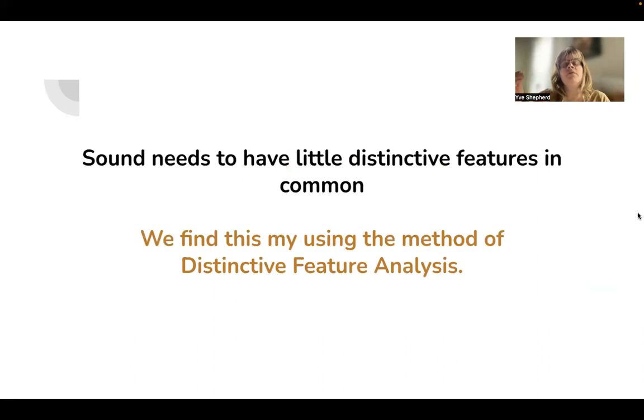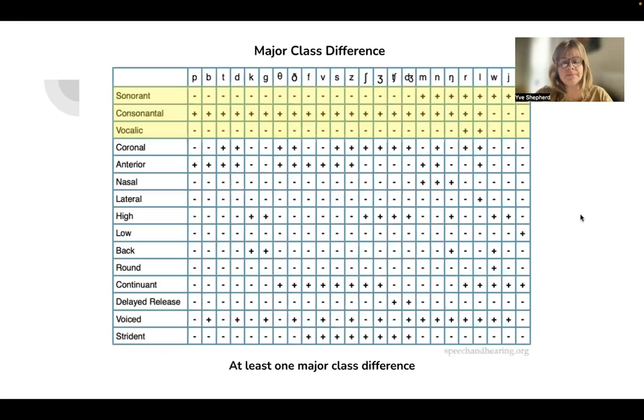What we want from this is to find the sounds that have few distinctive features in common. So we do this by using this method, the distinctive feature analysis, and I'm going to go over that. First of all, this chart is online. She uses it in the video, but it's also in our book.